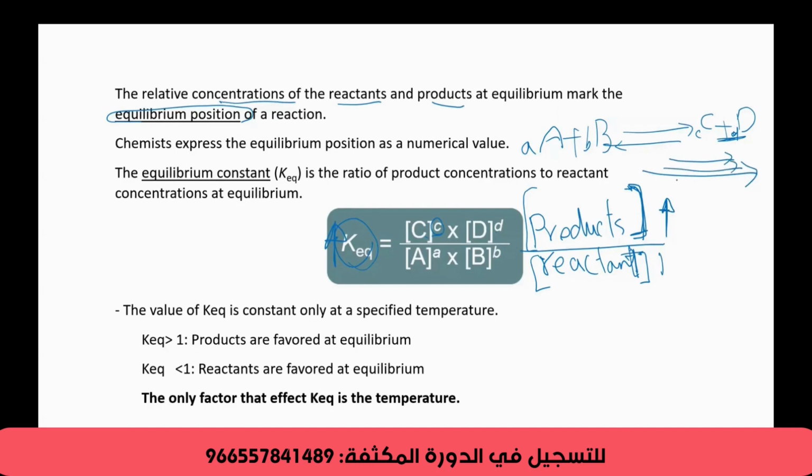Okay? What if you have an equilibrium constant less than 1? It means that you have a low equilibrium constant. So, unfortunately, you have more reactants than the product. So not a lot of product you have. So this reaction favored to go reverse.